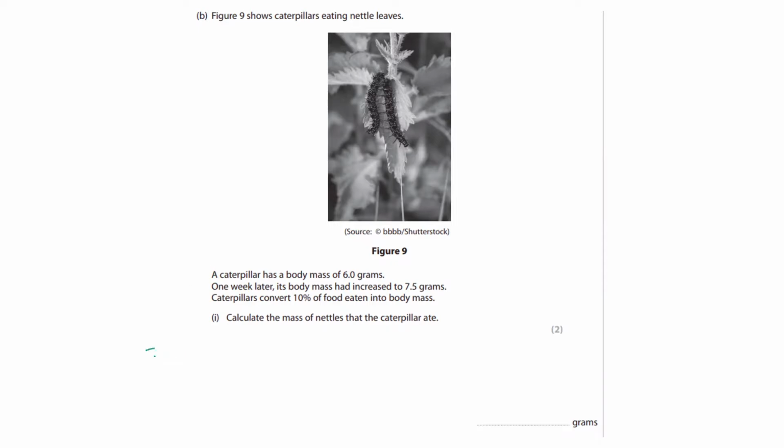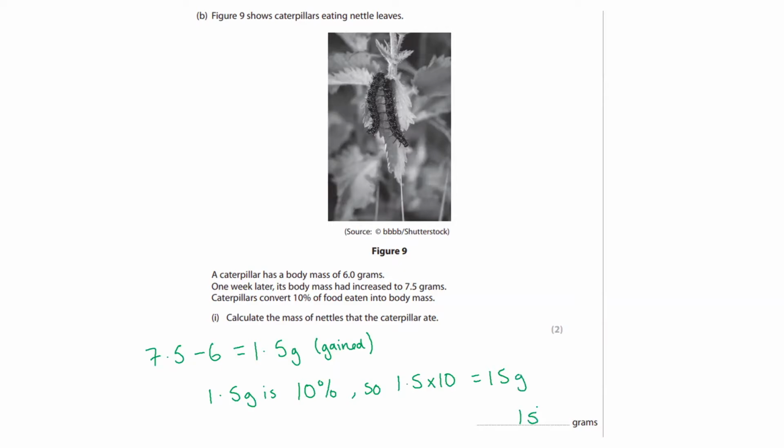So how much weight did it put on? 7.5 minus 6, I think we know it's 1.5. So it gained 1.5 grams. It said caterpillars convert 10% of food into body mass, so 1.5 grams is 10% of something. We don't have to do a proper maths calculation here, do we? If 10% times 10 gives you 100%, then we times it by 10. That's a nice and easy question. Okay, let's go on to the next one.